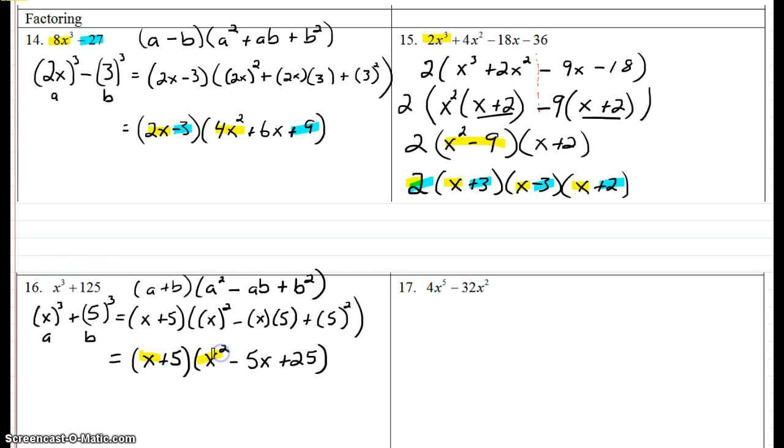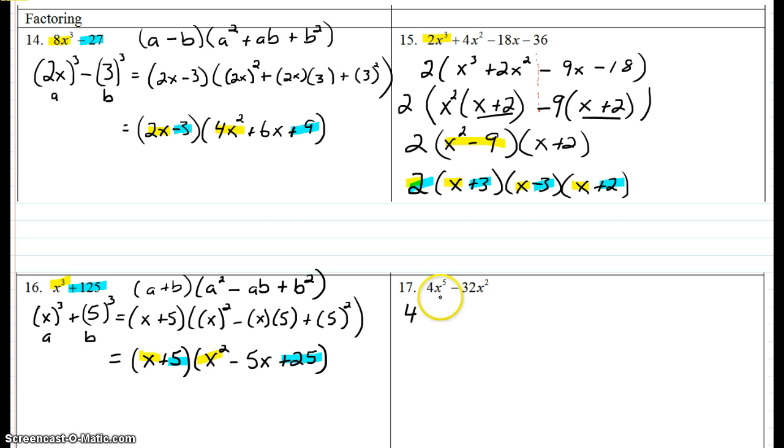X times x squared gives us x cubed. 5, positive 5 times a positive 25 gives us a positive 125. So that looks good. Alright, so now on to 17. Start with your GCF. What do 4 and 32 have in common? So you can take out a 4.